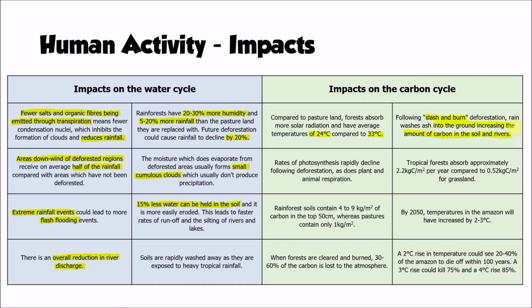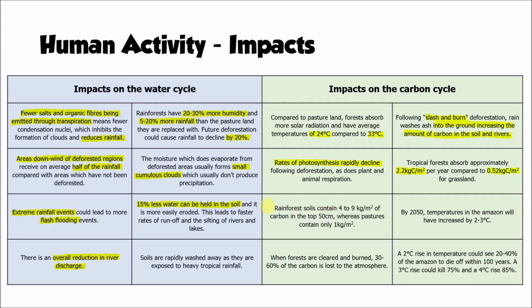It's fairly understandable as well that without the trees, the rates of photosynthesis are going to rapidly decline following deforestation. So it's estimated that tropical forests absorb around 2.2 kilograms of carbon for every metre squared of forest, in comparison to only about 0.52 kilograms per metre squared for grassland, pasture land that they might be replaced with. So we're experiencing maybe only a quarter of the amount of photosynthesis that we might normally experience within these environments.